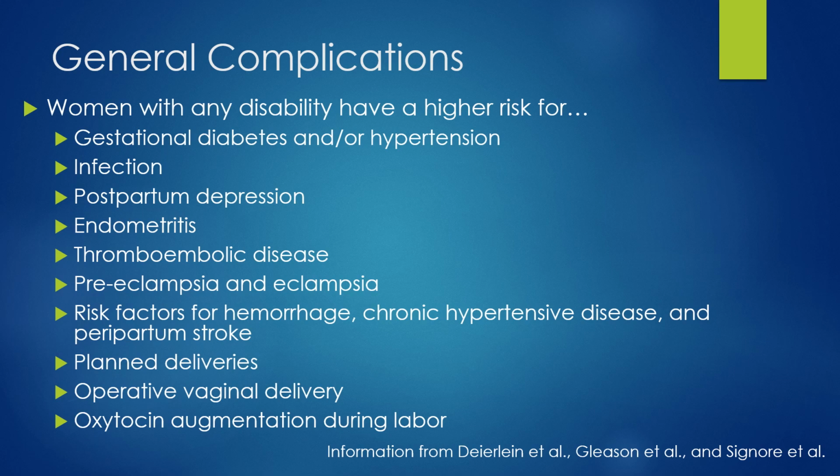Disabled women experience more planned deliveries, operative vaginal deliveries, and a higher rate of oxytocin augmentation during labor. In addition, disabled women were found to have double the risk of severe preeclampsia and eclampsia compared to women without disabilities by Gleason et al.